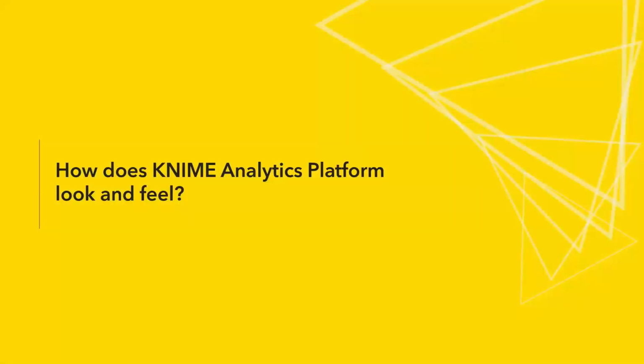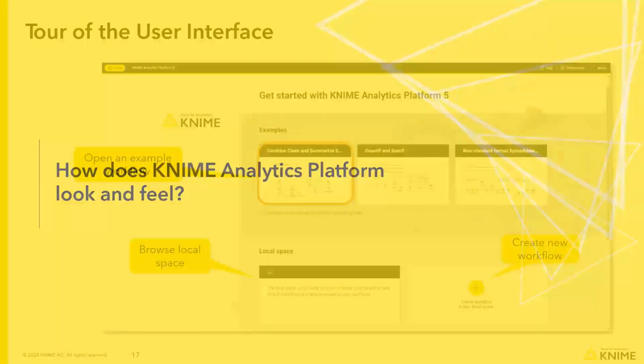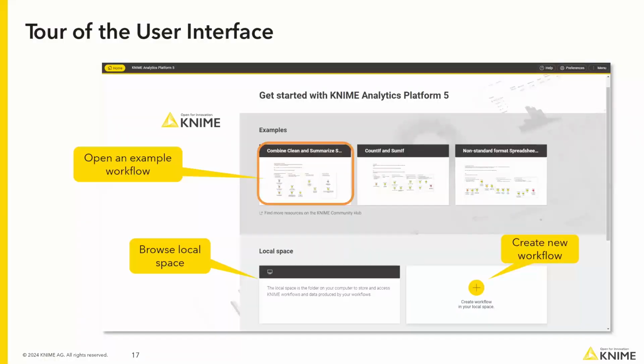Okay, so let's have a quick look at how KNIME Analytics Platform looks. Once you have installed it and opened it, this is the first page that you will see. I hope you can see. And here you will see some example workflows, or what's probably more important, you will see your local space. This is the place where you will actually create and modify your workflows. And here you can create a new workflow.